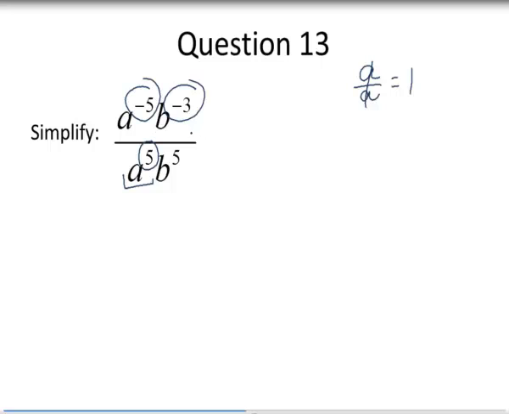Good. So we want to make these positive. You make exponents positive by moving them into their reciprocal. That means if they're on the top, they'll be positive on the bottom. If they're on the bottom, they'll be positive on the top. So these need to move. But what about the ones that are already positive? They don't need to move. So I'm going to move a to the negative 5 down, and it's going to become a to the positive 5. I already have another a to the positive 5 down there that I'm not moving because it's already positive. B to the negative 3 is moving down. It's going to become b to the positive 3. I already have a b to the positive 5, so it's staying.